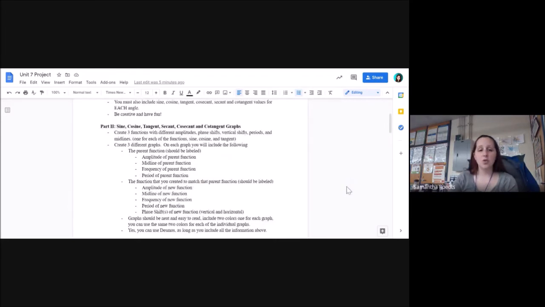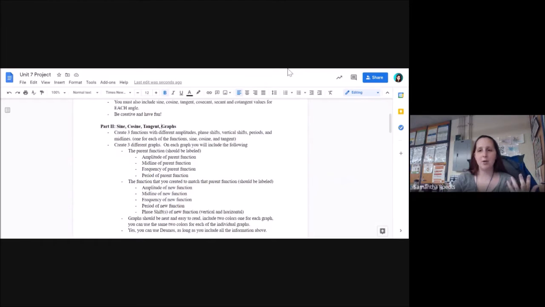So part 2 is your sine, cosine, tangent, secant, cosecant, and cotangent graphs. You're going to create 3 functions with different amplitudes, phase shifts, vertical shifts, periods, and midlines. One for each of the functions: sine, cosine, and tangent. You don't even have to worry about the others. So you're going to use the parent function, and then create 3 different graphs.